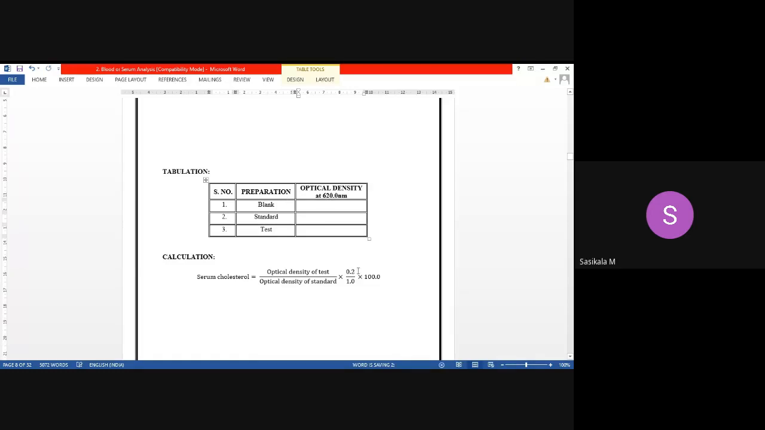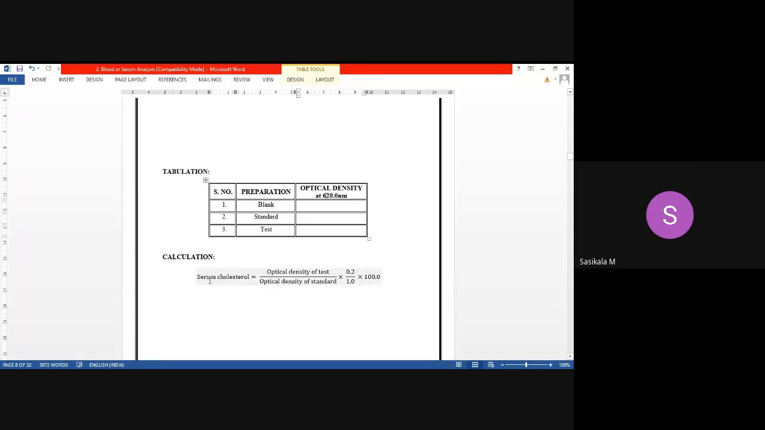So at 620 nanometers, the blank will have zero optical density at that particular wavelength, since blank reagents have zero absorbance. Once it is run with the blank, then the standard run we have to measure. The test run should be measured. From the old record, I'll give the reading now. Now you have to do only the calculation with the given formula.